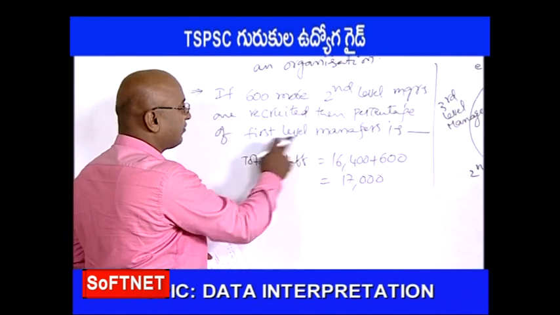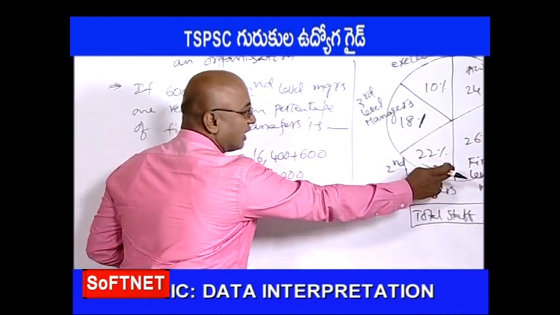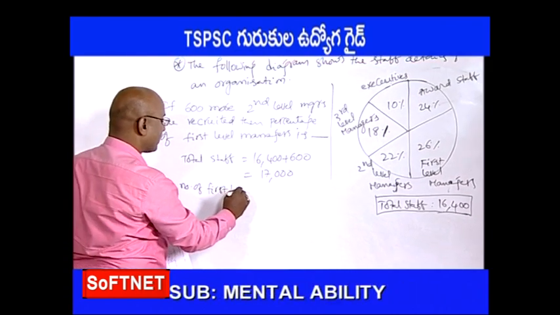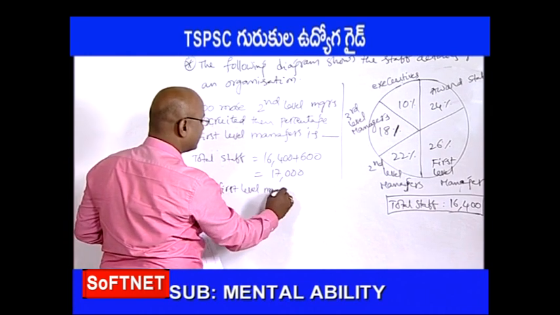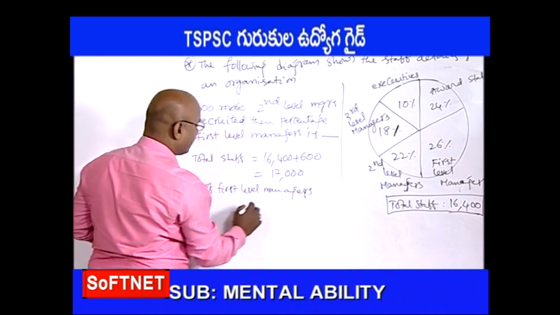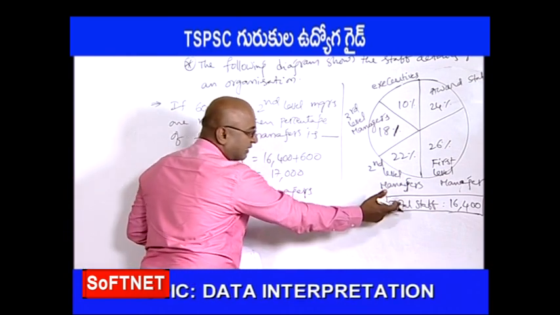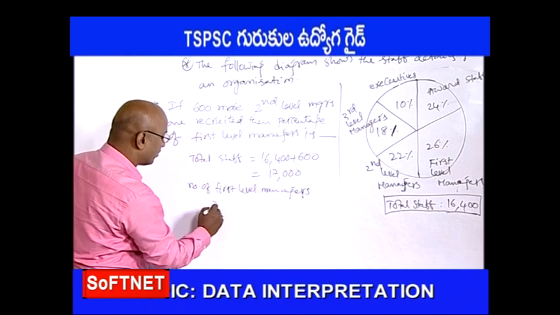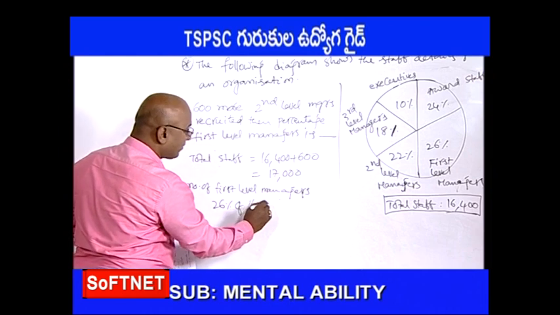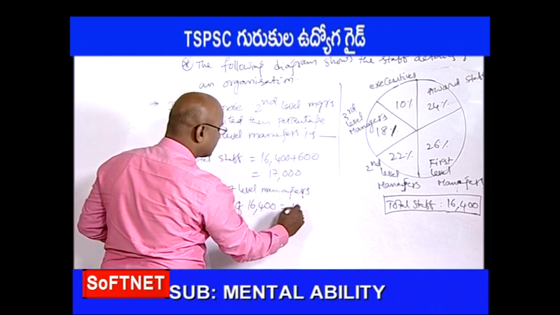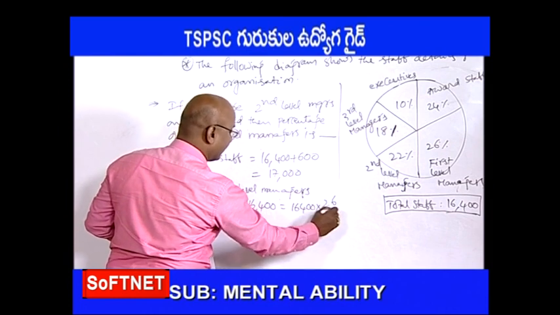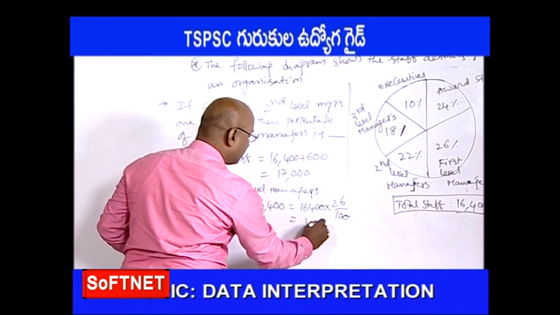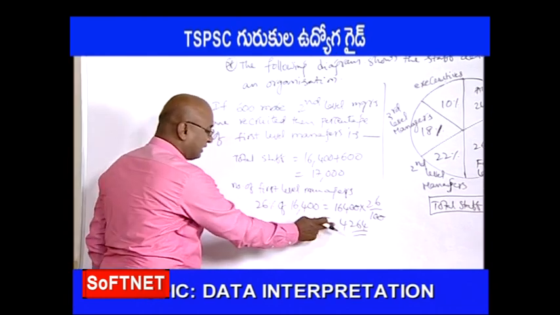What we have to find? The percentage of the first level managers. First of all, we have to find out the number of first level managers. First level managers are 26% of the initial total staff of 16,400. That is 16,400 into 26 by 100, so 164 into 26 is equal to 4,264.